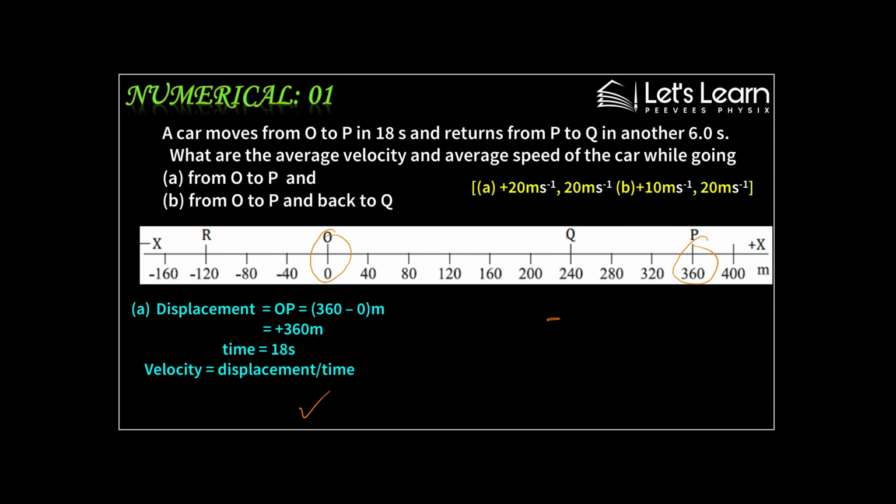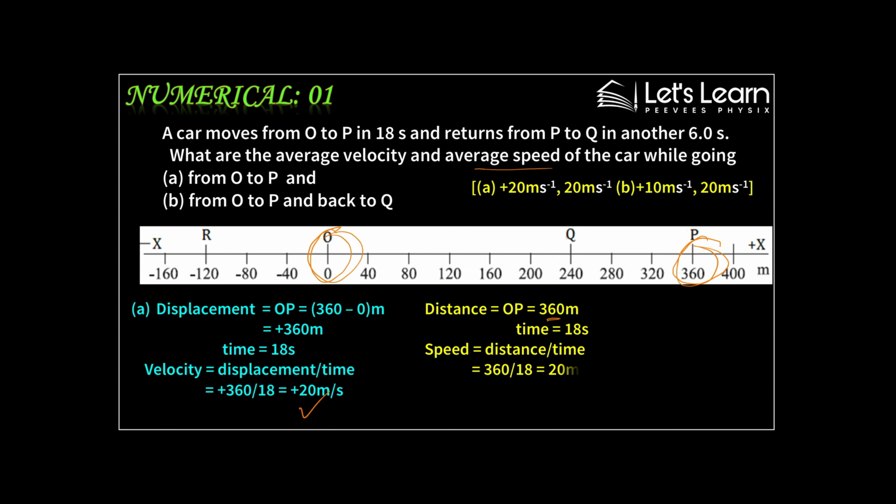Now what do you want? They wanted average speed. How do we find the average speed? Average speed will be total distance divided by total time. From O to P, total distance is 360. How much is the total time? 18 seconds. So distance divided by time, 360 divided by 18 is 20 meter per second.